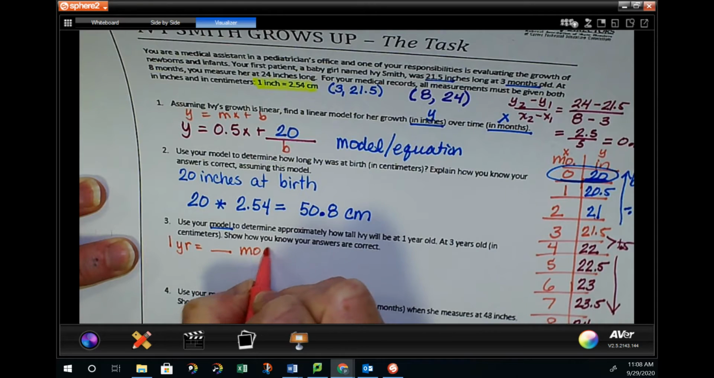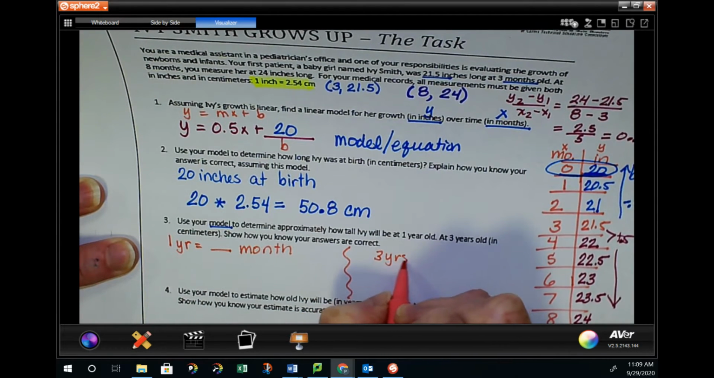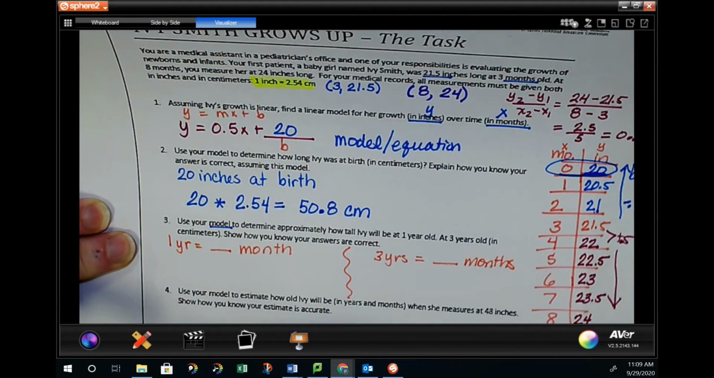You have to know how many months that is. And then you're going to do this again for 3 years. How many months is that? So those are things that you have to know.